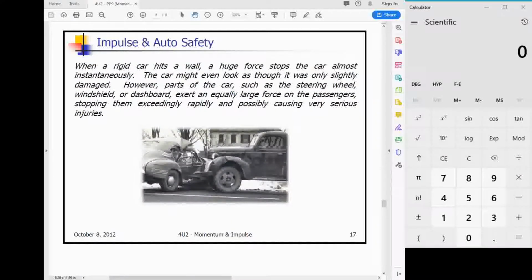This slide here just says what I was saying previously. It says when a rigid car hits a wall, a huge force stops the car almost instantaneously. The car might look only slightly damaged. However, parts of the car, such as the steering wheel, windshield, or dashboard, exert an equally large force on the passengers.